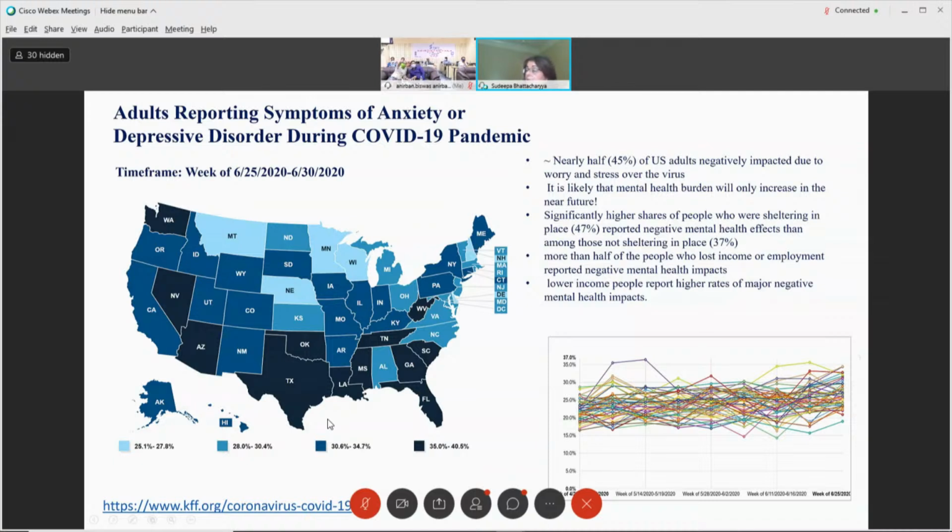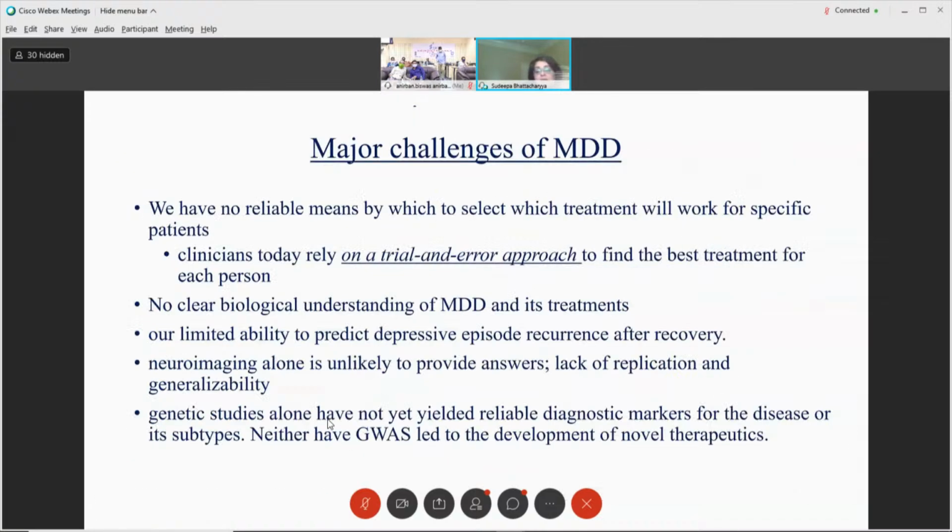And now it's even showing an upward trajectory. So nearly half of US adults are reporting mental health related issues at this point in time. So, major challenges of MDD. We have no reliable means by which to select which treatment will work for which patient. Clinicians today rely on a trial and error approach to find the best treatment for each person.